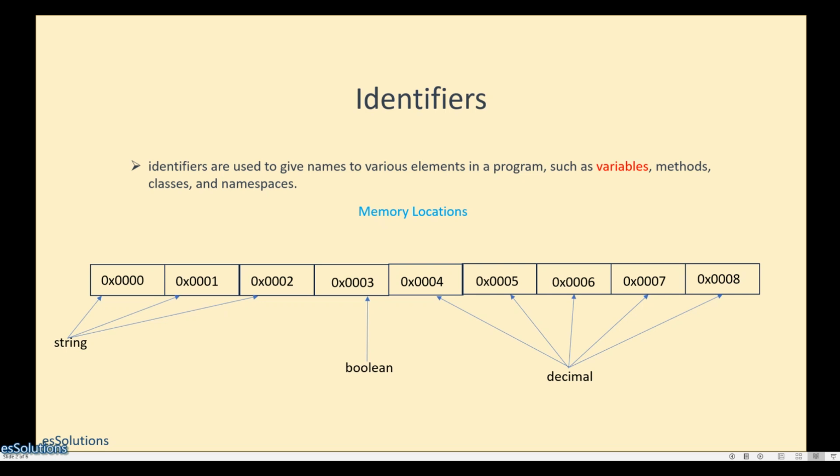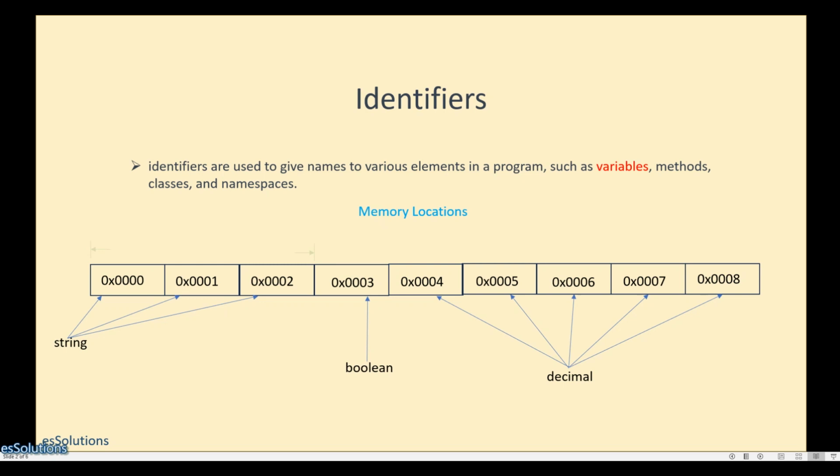Now, because we have this, imagine you want to access the data for the string. You would have to be referencing, for example, 0x0000 or 0x001, 0x002. That, for you as a developer, would be too much of a hassle. So that is why we have identifiers. They are like names we give to memory locations. They are not the memory locations themselves. They are just names that, when we use them, we can use to identify a particular location.